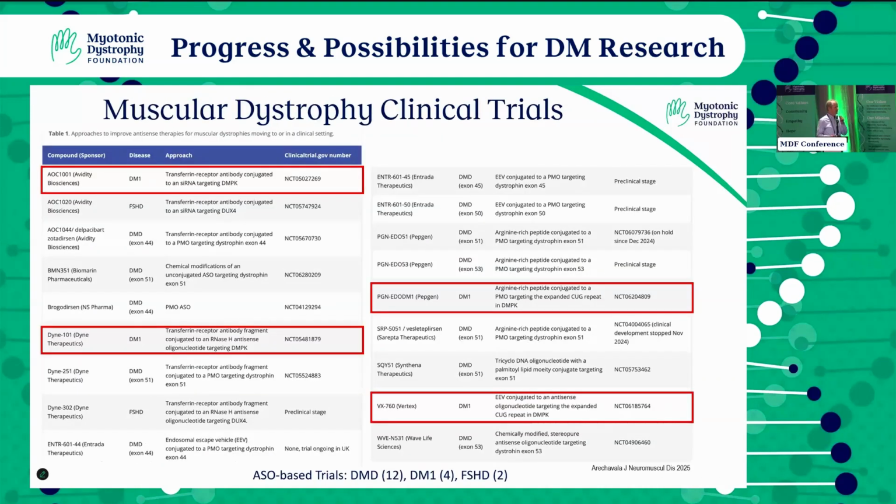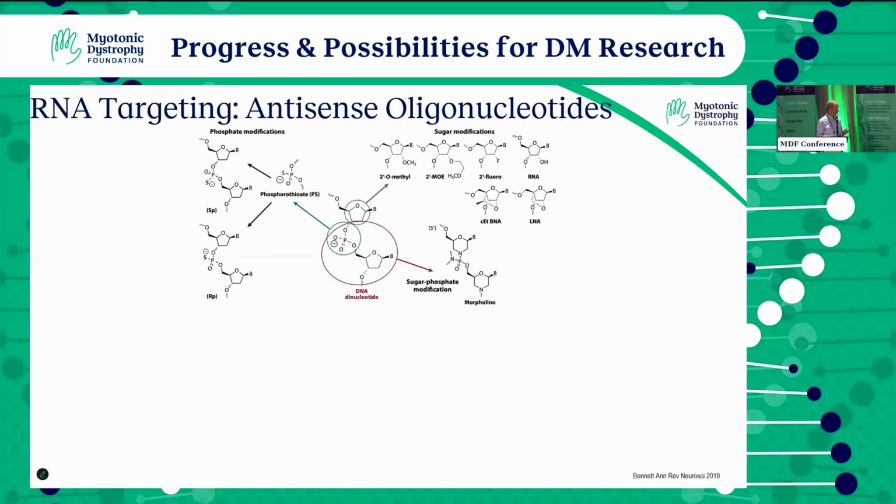So this is just a cheat sheet now of a review written in 2025, and it should be somewhat concerning to this audience from a certain point of view. ASO-based trials: DMD, there are 12; DM, 4; and FSHD, 2. So more trials are needed definitely in DM1.